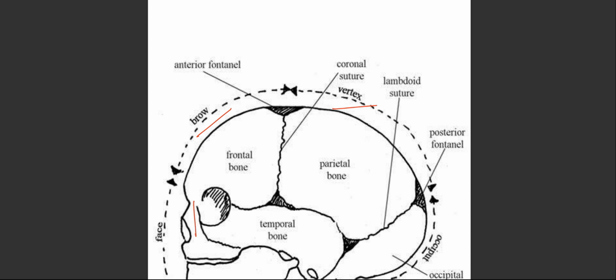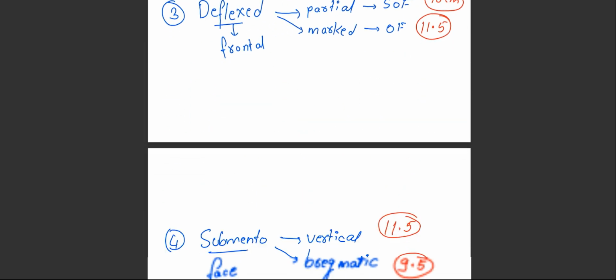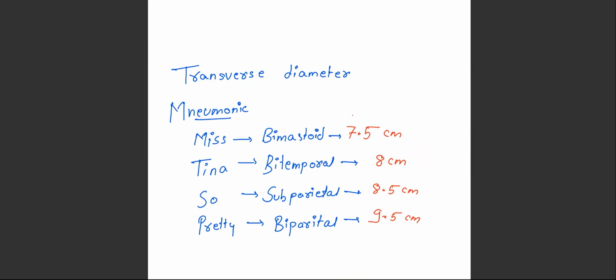Then there are some mnemonics which help you to remember the numbers, which is important to understand the fetal skull diameters. For the transverse diameters, the mnemonic is Miss Tina, so pretty. M meaning bimastoid diameter, T meaning bitemporal diameter, S meaning subparietal diameter, and P for pretty, which helps you remember biparietal diameter. They are 7.5 centimeter, 8 centimeter, 8.5 centimeter, and 9.5 centimeter.